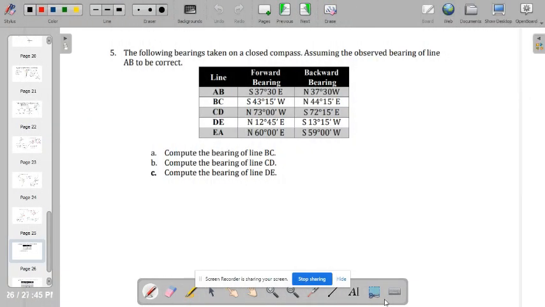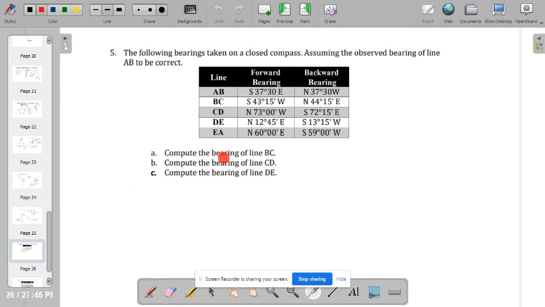The magnetic declinations. I'm going to discuss the solution of problem number 5. The following bearings were taken on a closed traverse or closed compass, assuming the observed bearing of line AB to be correct. So you can see the table here. This is the table of your observation.